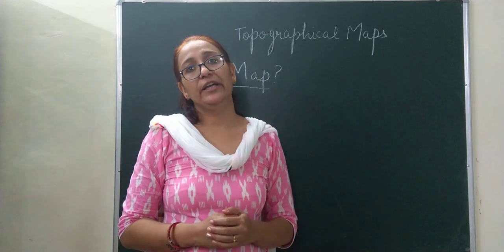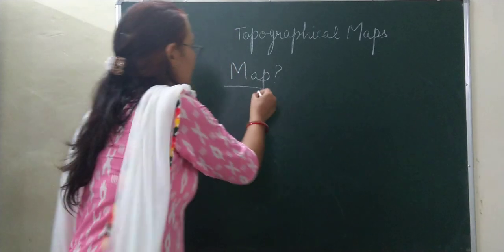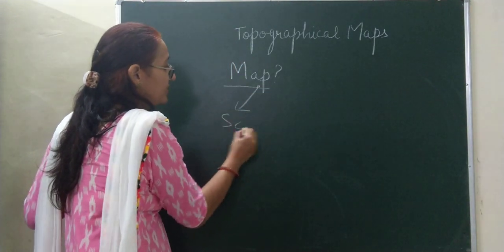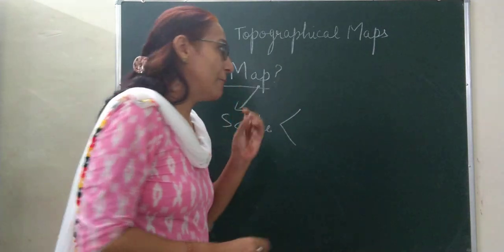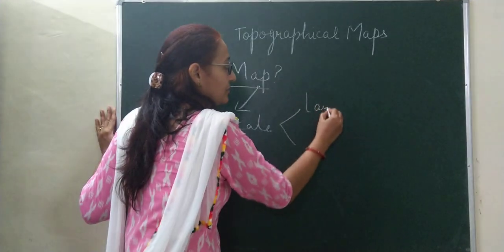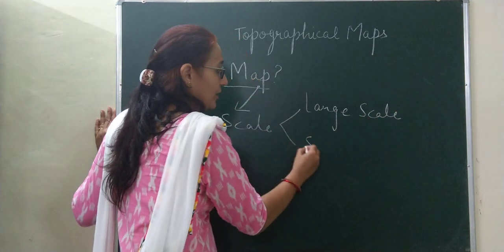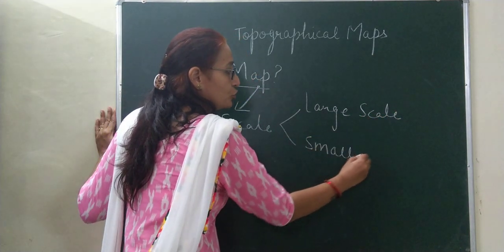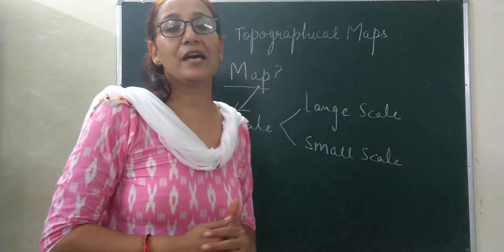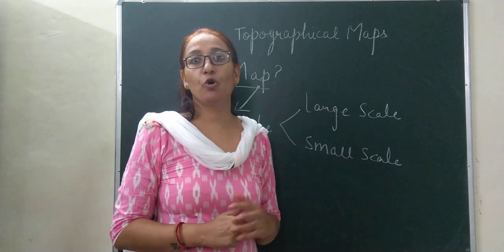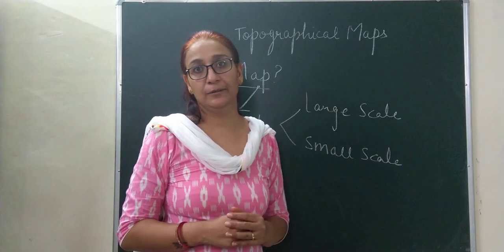Maps are of different types. If we talk about maps on the basis of scale, there are two types of map: one is the large scale map and the other is the small scale map. Large scale maps are those maps which show less area but with more details.